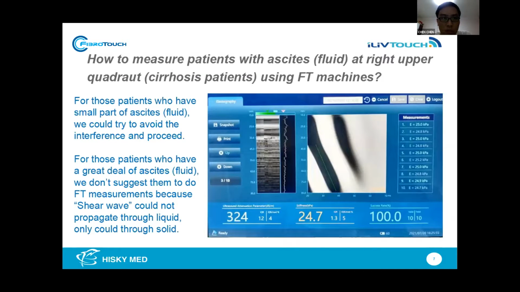But not all patients who have ascites or fluids could do our measurements. For those patients who have a small part of ascites or fluids, we could try to avoid that interference and proceed. But for those patients who have a great deal of ascites and fluids, we don't suggest they do the FT measurements, because if we can't avoid that part and we can't get a good image of the I mode and A mode, we cannot do the measurement because the shear wave could not propagate in the liquid.